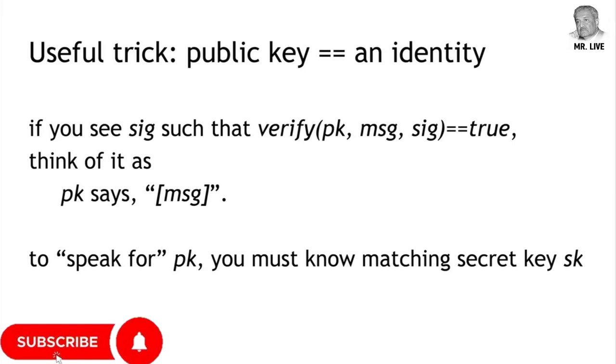And if you think about it then, for someone to speak for PK, that is for someone to be able to make statements that will be seen as coming out of PK's mouth, you have to know the matching secret key, SK. And if you know the secret key that corresponds to the public key, PK, then you can sign messages with that secret key, and what you're doing essentially is making statements on behalf of that public key. And that means that there is an identity in the system which only you can speak for. And of course, that's what you want an identity to be, something that one person can speak for or on behalf of that everybody can see.